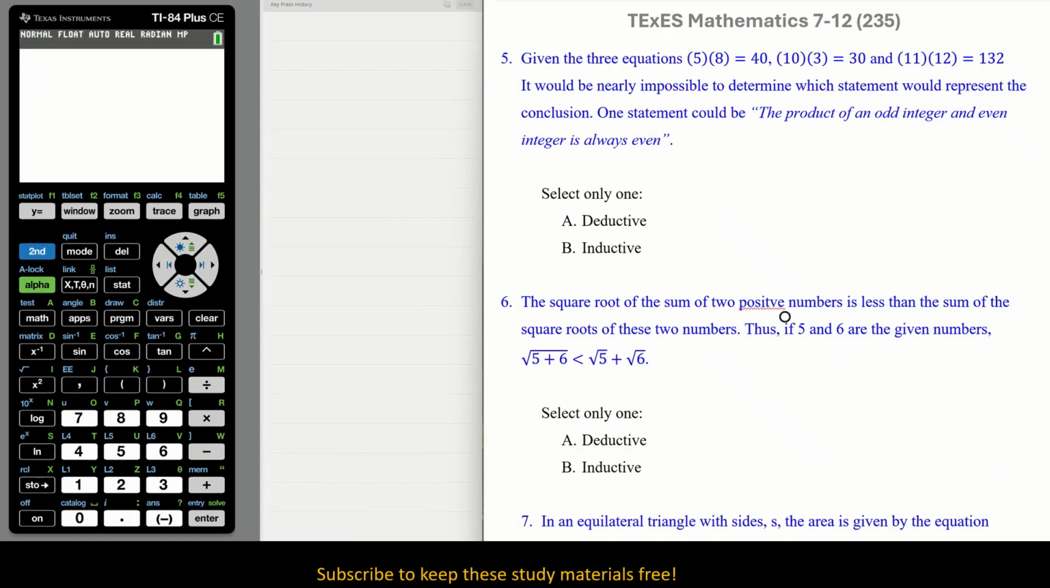Number 5. Given the three equations, 5 times 8 equals 40, 10 times 3 equals 30, and 11 times 12 equals 32, it would be nearly impossible to determine which statement would represent the conclusion. I agree with that. One statement could be the product of an odd integer and an even integer is always even. Okay, I agree with all that.